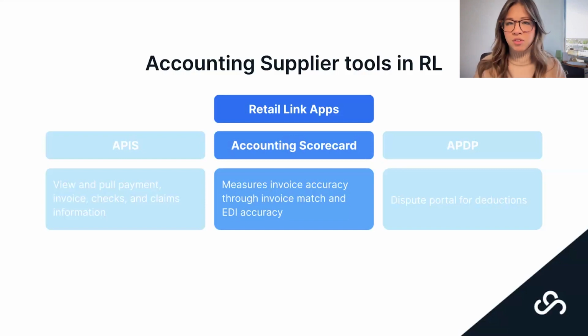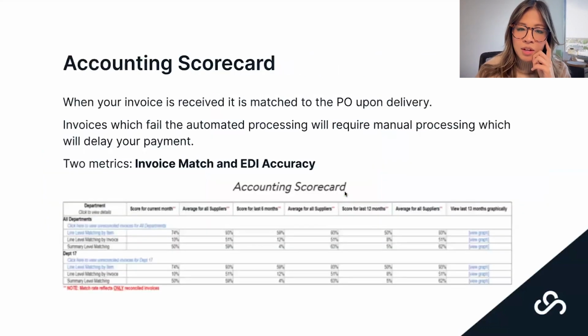But try and treat this a little bit more as an introductory jumping off point, so you know what resources to go look for next. So beyond APIS, Accounting Scorecard is actually one of the less known apps within Retail Link. And this particular app will measure invoice accuracy through invoice match and EDI accuracy.